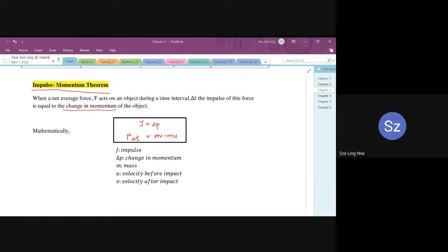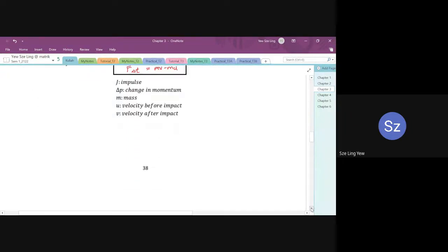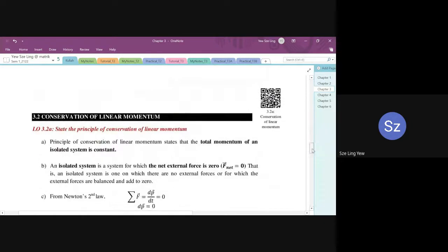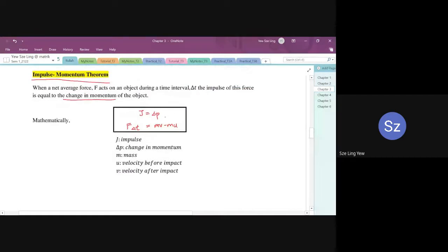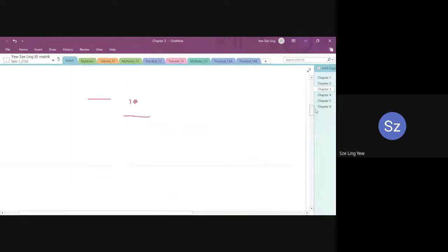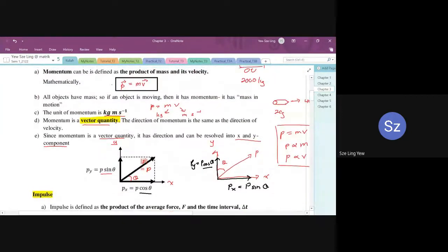Okay, so mathematically, J equals delta P, and F delta T equals mv minus mu. That is the impulse momentum theorem. The only reason why we want to use it is because we want to calculate the impulse. And take note, this equation comes up very often in exams. Usually the question is not that nice, one that just asks you to calculate the momentum of something, where you can apply P equals mv.